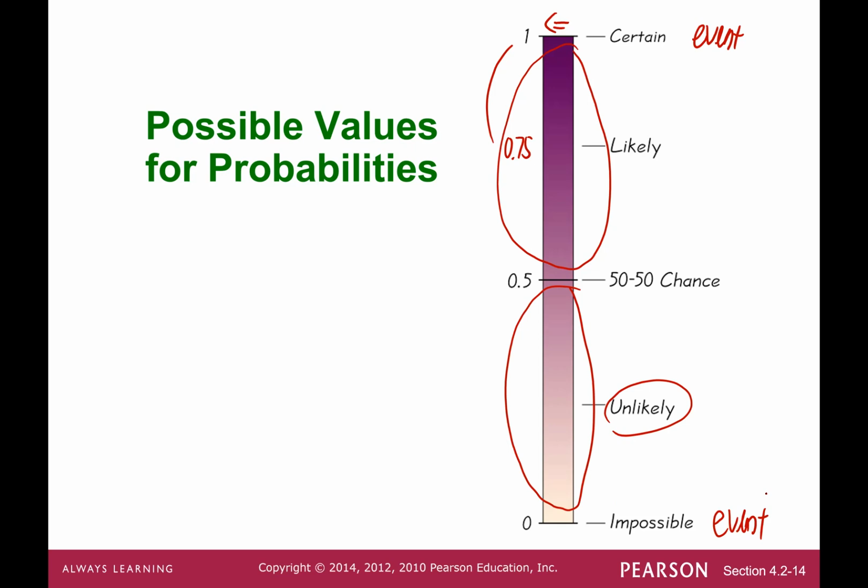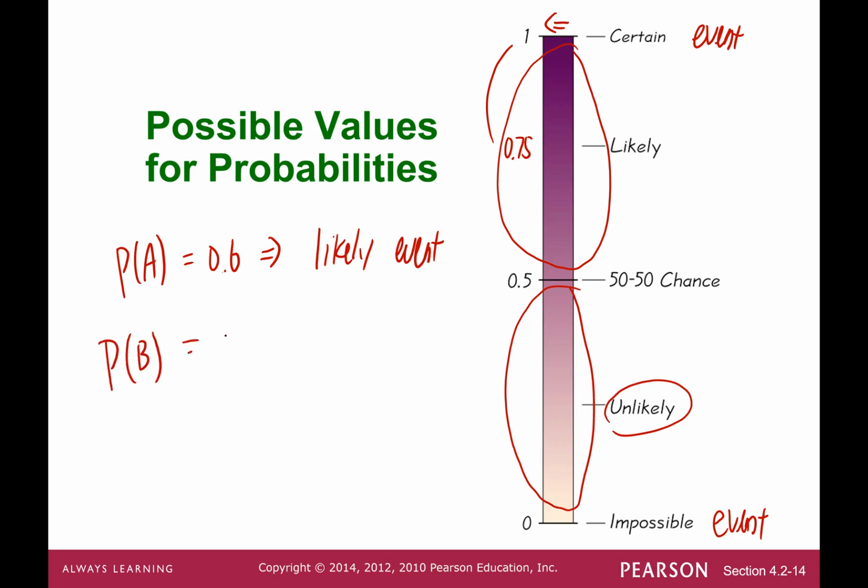So let me give you some idea how to interpret the value of the probability. For example, if you have a probability of event A equal to 0.6, I will say that this is a likely event. If, let's say, the probability of event B equals 0.2, you will say that it is probably an unlikely event. And that's how you distinguish different levels of certainty over the spectrum, and it helps you understand what the value means.